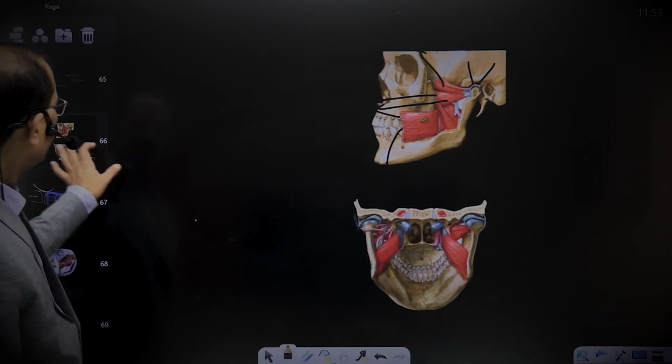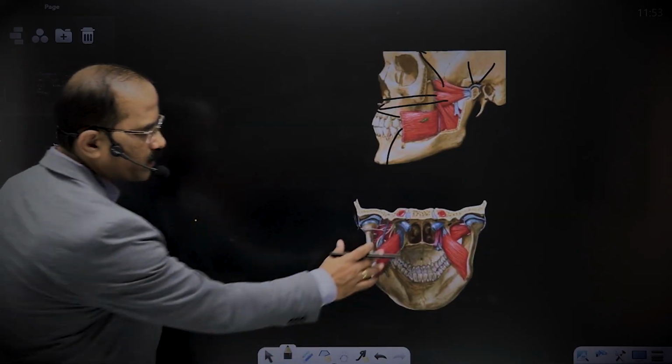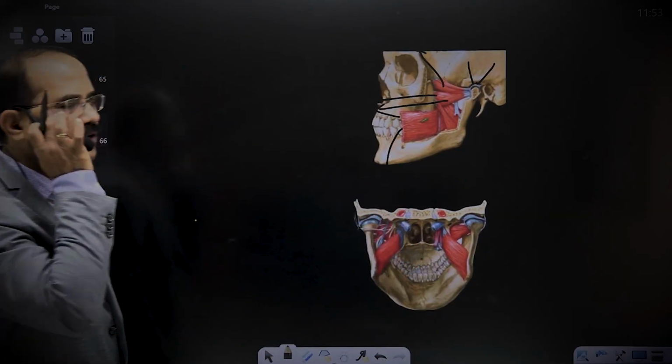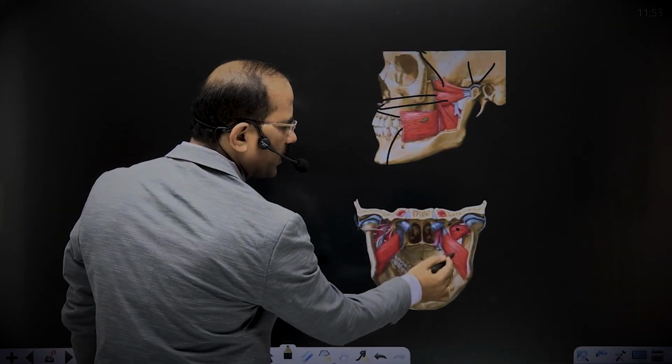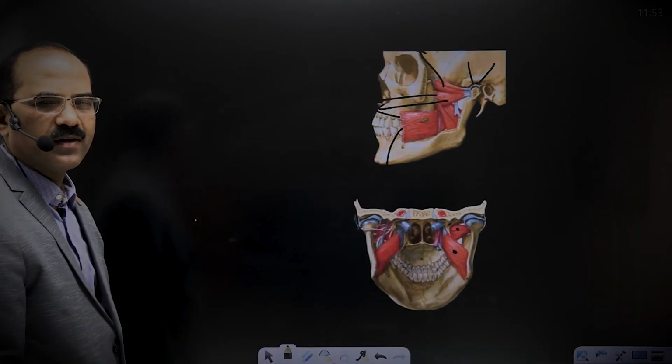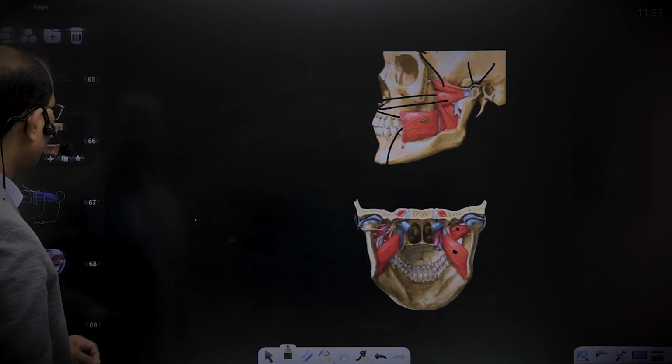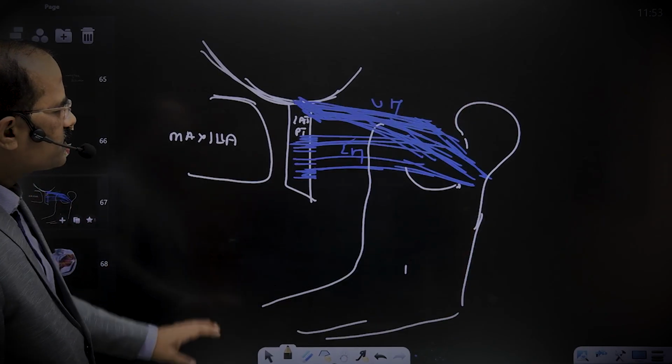Look at this slide. What is this view? This is a view from the back side. You're looking from the back. So what is this muscle? That's a lateral pterygoid. And what is this? Medial pterygoid. Lateral and medial pterygoid. Is this clear to all of you?